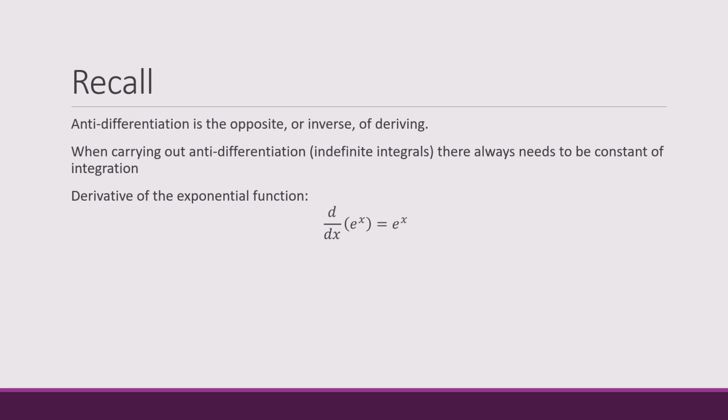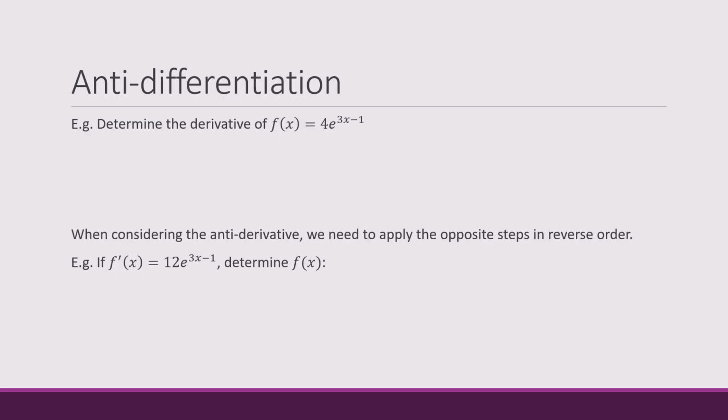You always remember I've been talking about anti-differentiation in the last few lessons. It's the opposite of deriving. Make sure you always have your constant of integration, and the derivative of my exponential function, e to the x, remember, is just itself. All there is to it. So we're going to use that when we do our anti-differentiation.